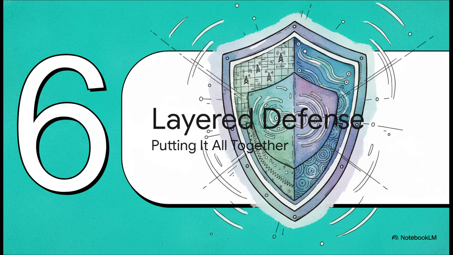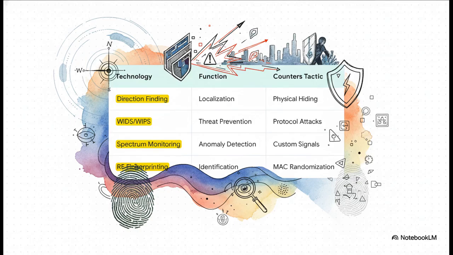Okay, so we've looked at 4 very different defensive technologies. Now, let's bring it all home and see how they form a single, robust defensive shield that is way more powerful than any one piece by itself. This table lays out our layered strategy perfectly. Each piece of tech plays a totally unique and complementary role.